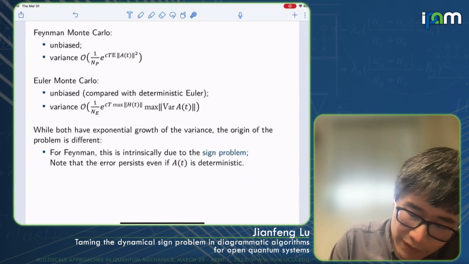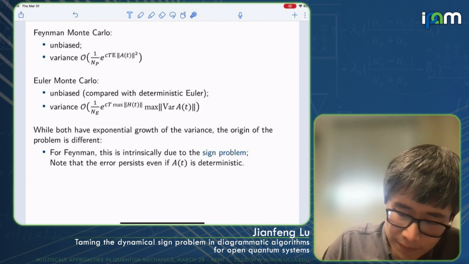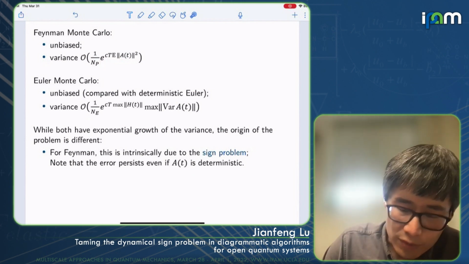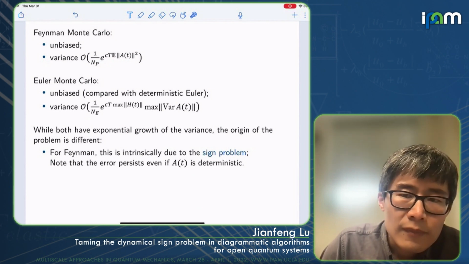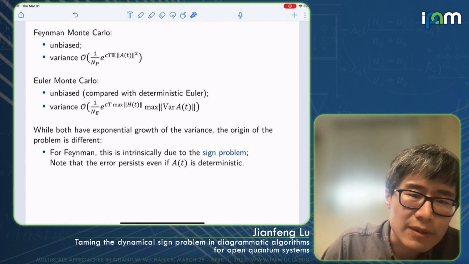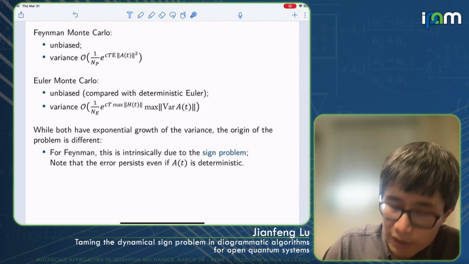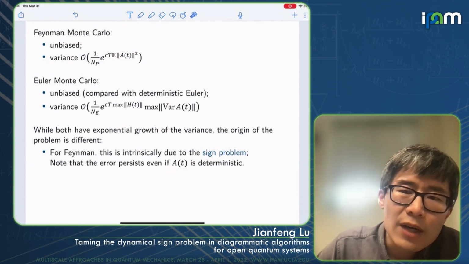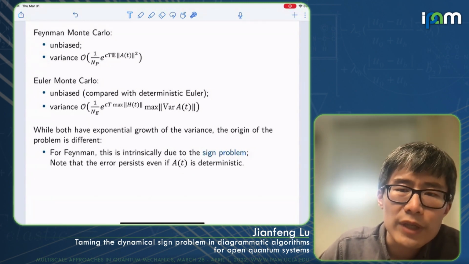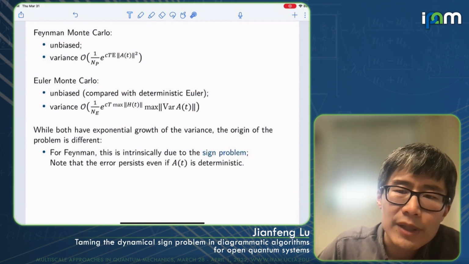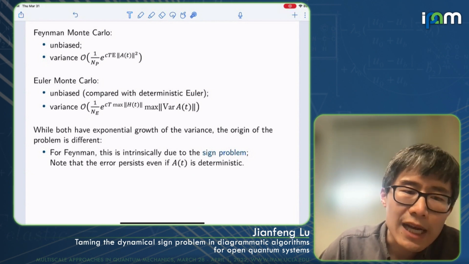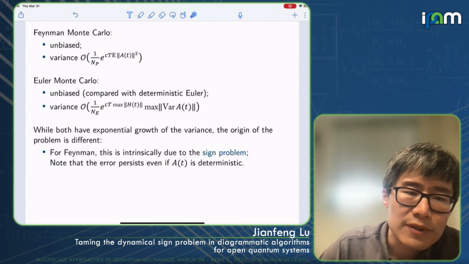So for the variance of the Feynman way of doing things, the exponential growth is intrinsic, due to the sign problem. So it's actually not much related to what we do for the sampling, since even if the A does not depend on any randomness, so it's just a deterministic Hamiltonian term, and you do it, of course there is still sampling because of the high-dimensional time integral that we need to do. But if you do that, there is still this exponential growth.